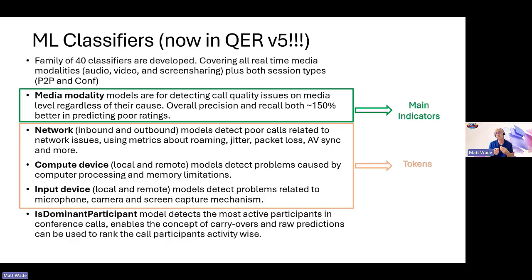So now we can start to look at things like network. We can look at inbound and outbound network. Thank you, Donald, for throwing that up. That's wonderful, I was going to talk about that. We've got compute devices now, so we can tell you if the machine is causing an issue. We can also do inbound and outbound devices, like microphone or speaker. We have some other ones coming that are turned off right now, based upon echo as well, and stuff like that. And then we have this one down here at the bottom, called is dominant participant.